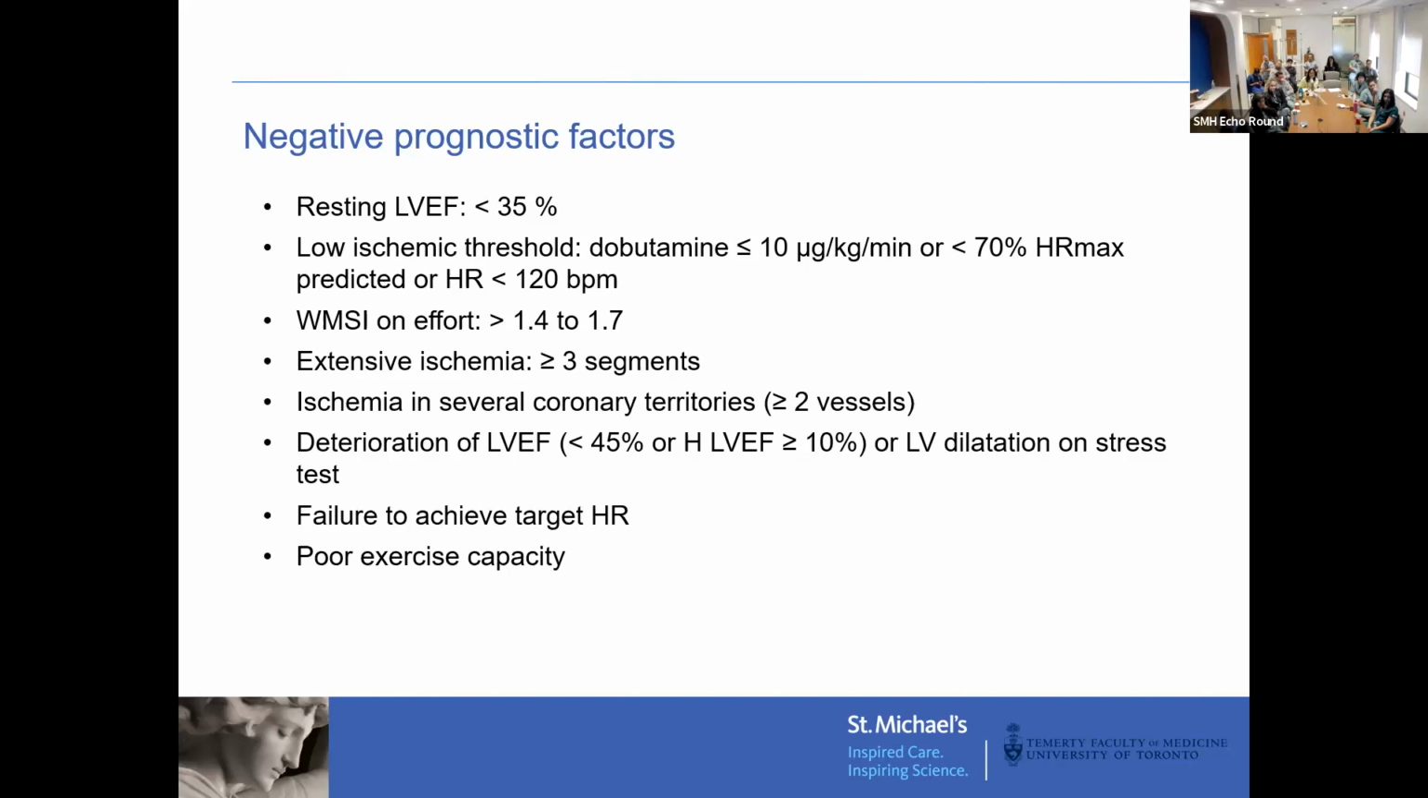If they have extensive ischemia in 3 or more segments, if they have ischemia in multiple blood vessel territories, those are all high risk features. If their EF drops to less than 45% with stress, or drops by over 10%, or if they have transient ischemic dilatation with stress, all of those are high-risk features. If they can't even achieve their target heart rate, that indicates poor exercise capacity, and chronotropic incompetence also indicates that they may have really significant ischemia, and so they're really not able to mount a response and get that target heart rate. All of these should raise a red flag in your mind and make you think about this being a high-risk patient.